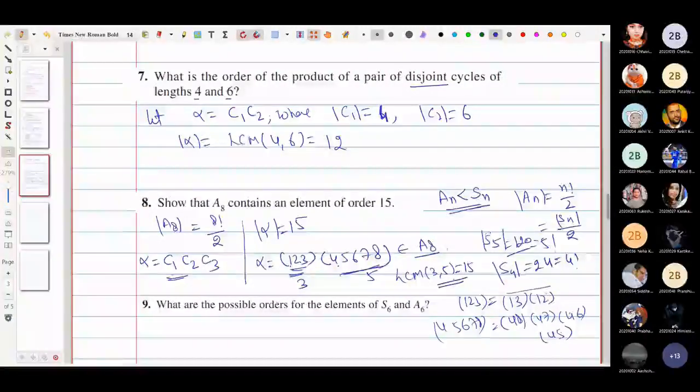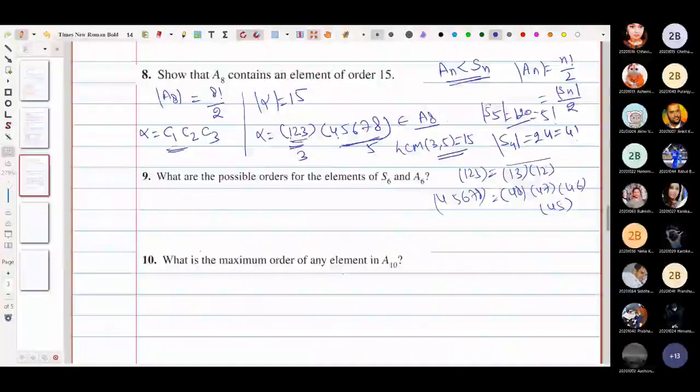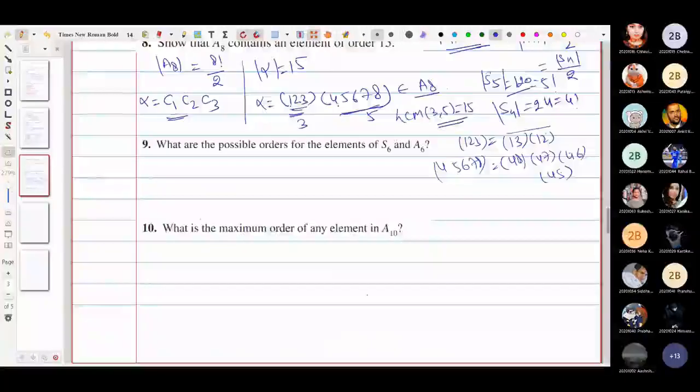This was a simple case we have taken, but in other cases I will explain how we can get the possible orders of elements in a group, in a subgroup, or in Sn. For this, let us take question number 9.